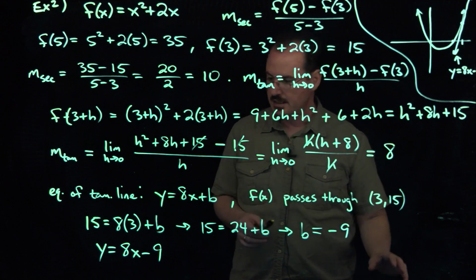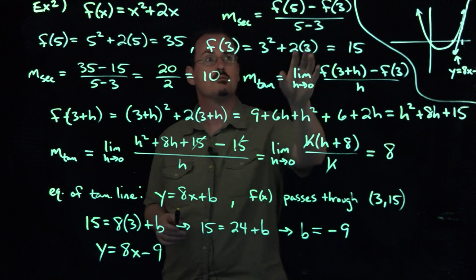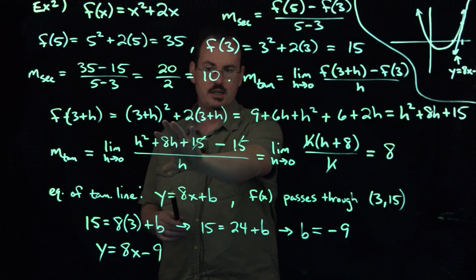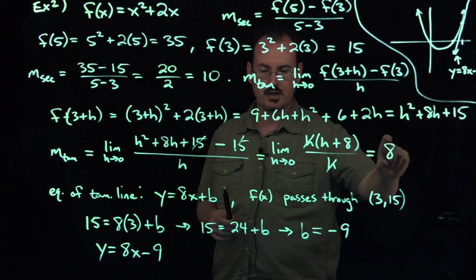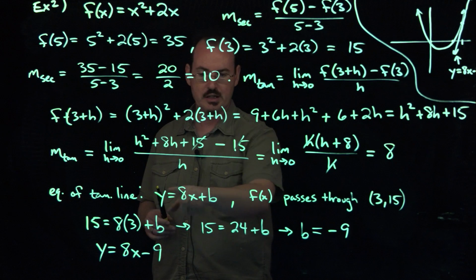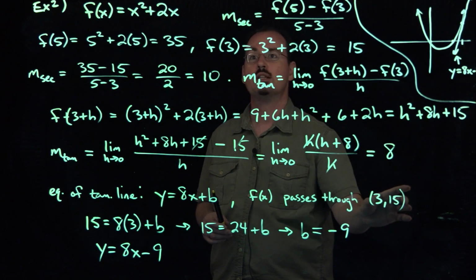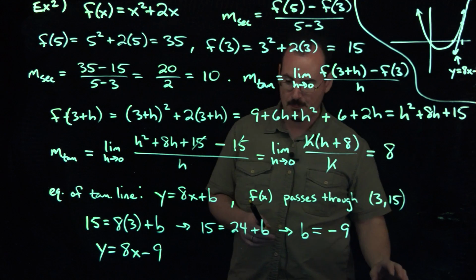Anyway, so that's the idea. If you want to find the slope of a secant line, do this. If you want to find the slope of a tangent line, you use the limit of pretty much the same thing. And then once you've got that slope, you can figure out the equation of the line by realizing that the line has to pass through the same point as the function does at the x value you're looking at. Okay?